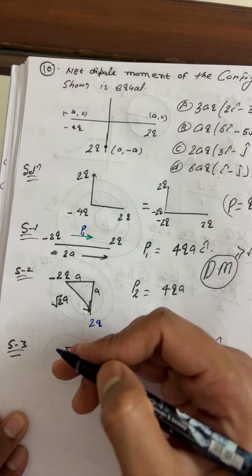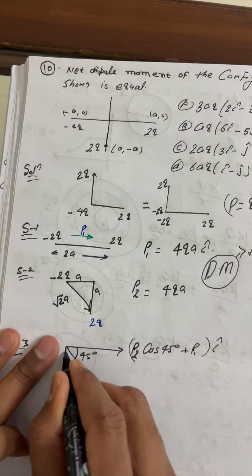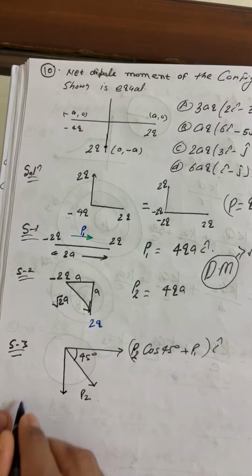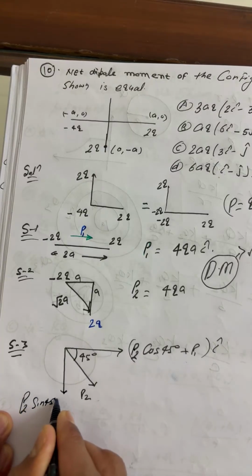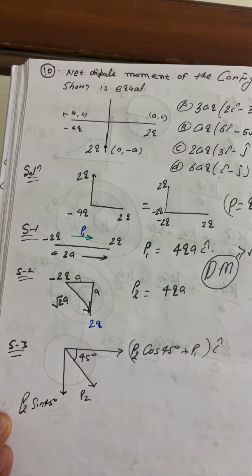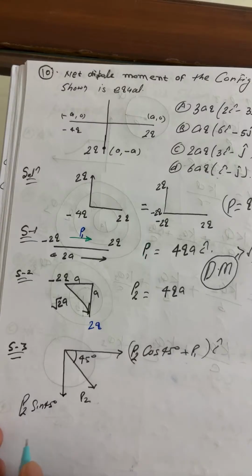Now, student, this is P2 cos. The angle making, you can always take cos. And this is, my dear, P2 sin 45 degree, along j cap.